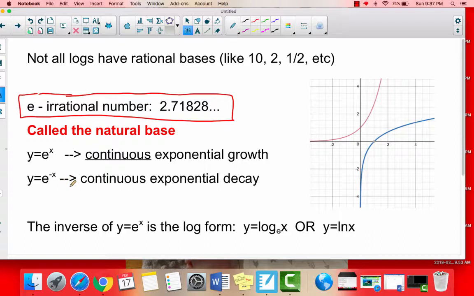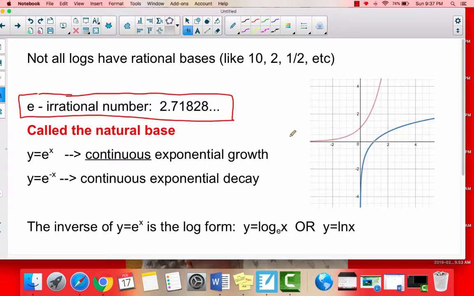And this e number we call the natural base. E is very useful in growth and decay problems, specifically when you're dealing with continuous growth. So anytime you see a problem about growth or decay and it talks about something being continuous, there's probably going to be e in your equation somewhere. So to show you what continuous exponential growth looks like, I've gone ahead and graphed this here for you.